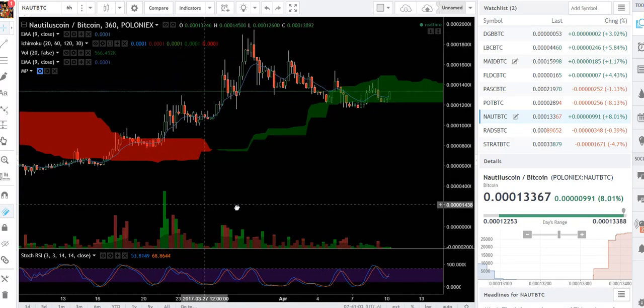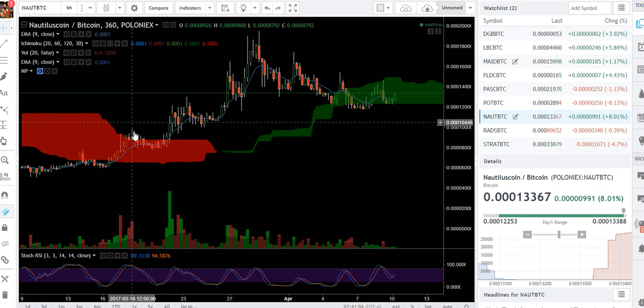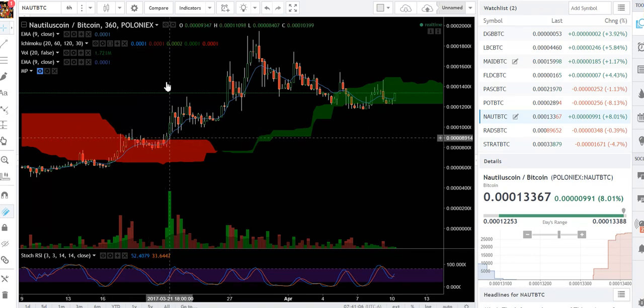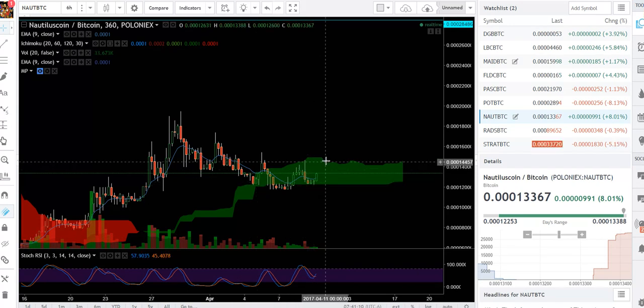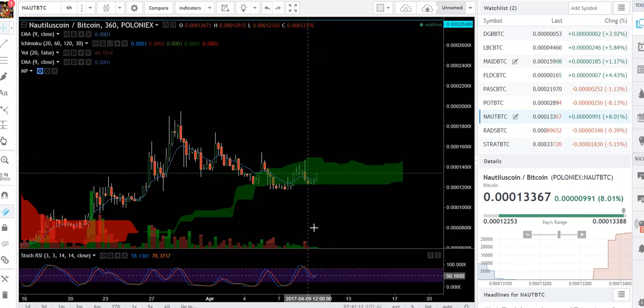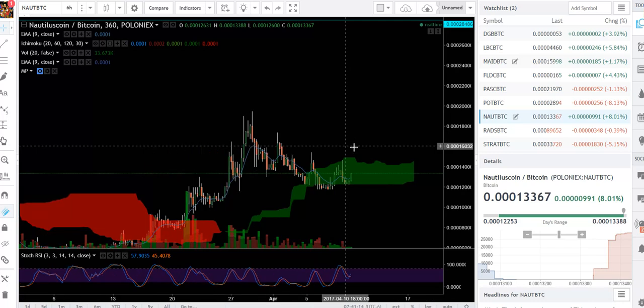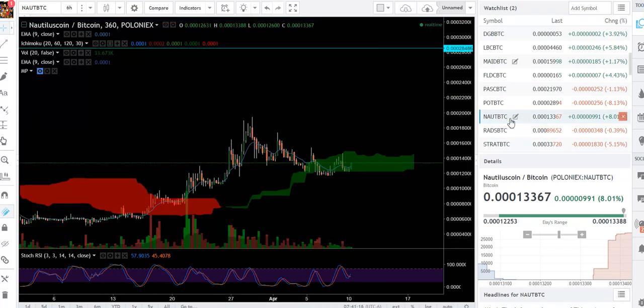Even right here, once this thing came through the cloud, it came back down, and then right here, poof, pushed off the cloud. This thing's trying to get its way back up here with the 6 hour cross to get above the cloud and do a push off the cloud. Same thing with Nautilus, same thing with Libra.